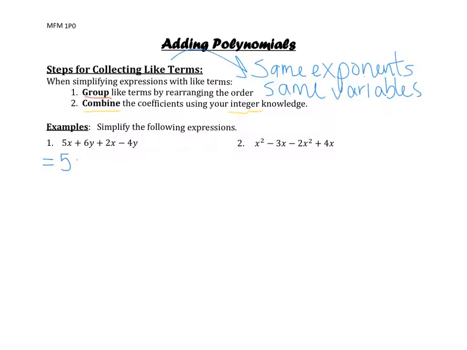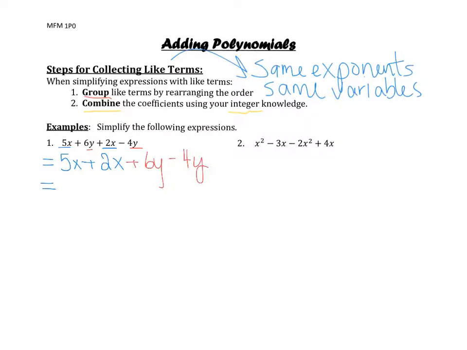So we're going to put the 5x together. The 5x, of course, is a like term like the 2x because they both have x's. So we're going to put those ones beside each other. And then we're going to take our y terms. So we have a +6y and a -4y, and we're going to put those terms beside each other. So we're just rearranging the order. Okay, and now on our next line, we're going to use our integer knowledge.